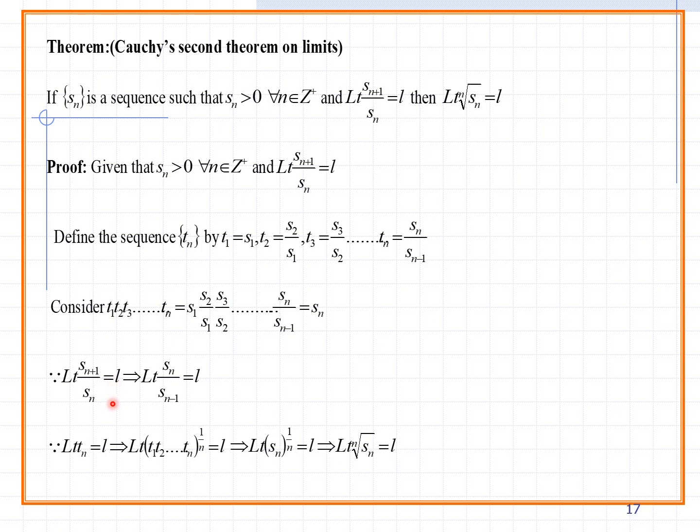So big value by small value is finite. So automatically limit Tn equal to L, limit T1, T2 up to Tn power of 1 by n equal to L. So limit Sn power of 1 by n equal to L. It is nothing but limit nth root Sn equal to L. So by the condition big value by small value equal to finite, automatically that nth root value power of 1 by n is also finite. So this is Cauchy's second theorem on limits.